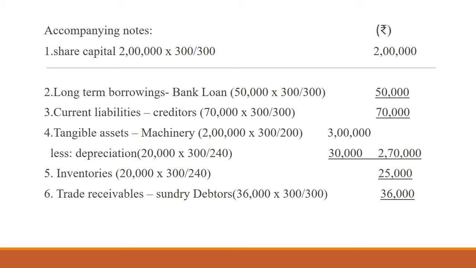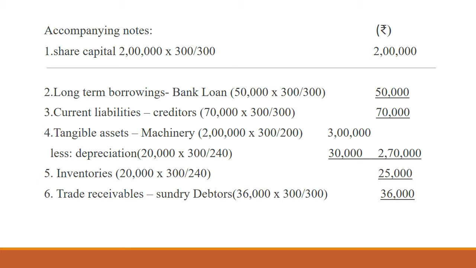Now, long-term borrowings. Bank loan is 50,000 into 300 divided by 300, 50,000. Current liabilities, creditors 70,000 into 300 divided by 300, 70,000. And tangible asset, machinery. Machinery, we have purchased it with 2 lakh with the value opening only.